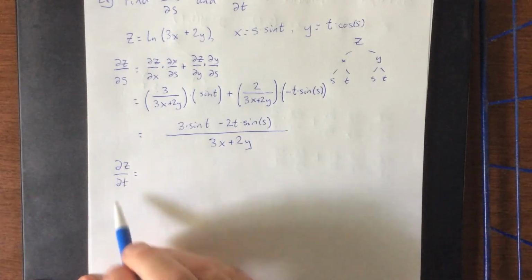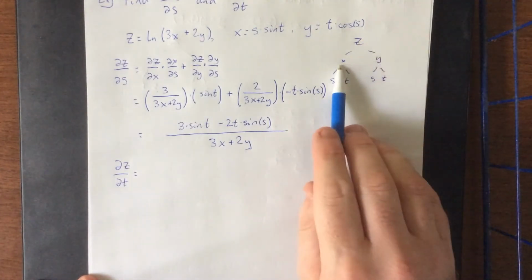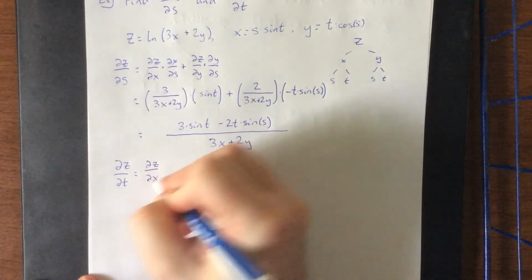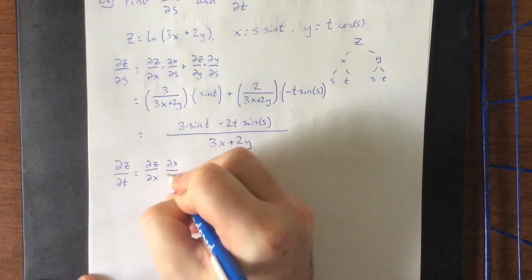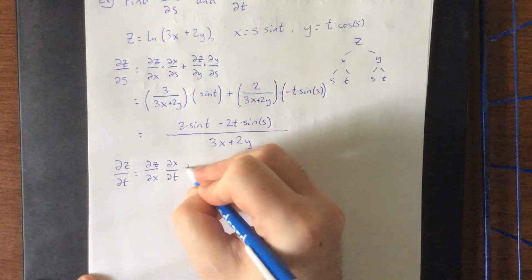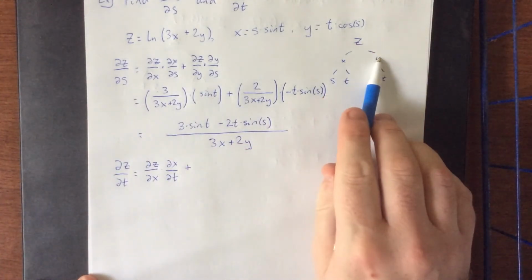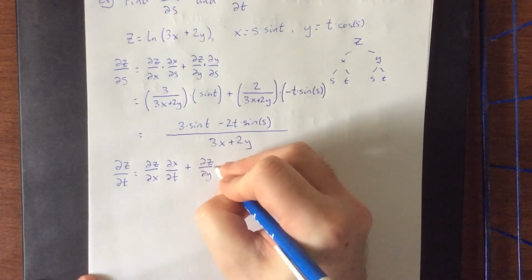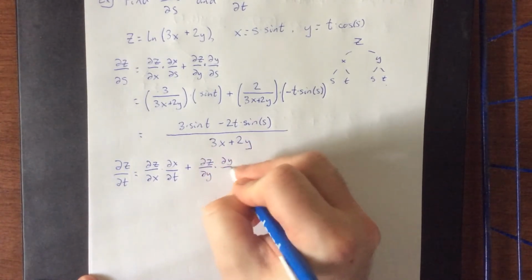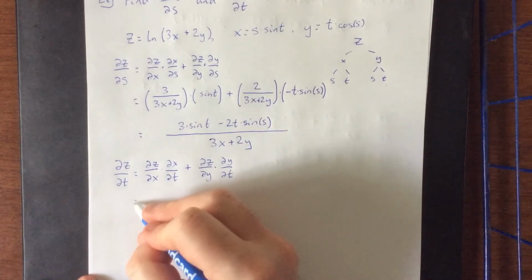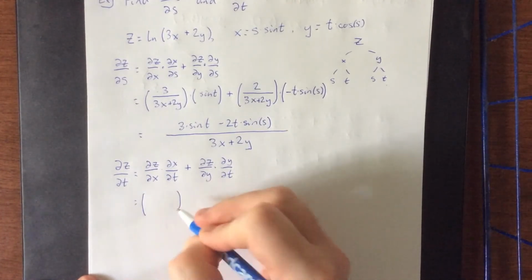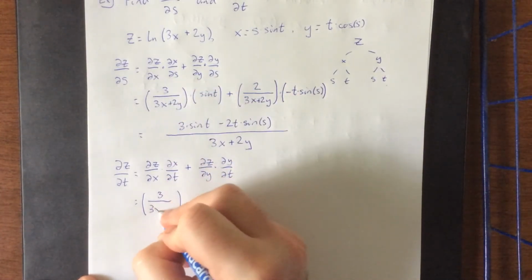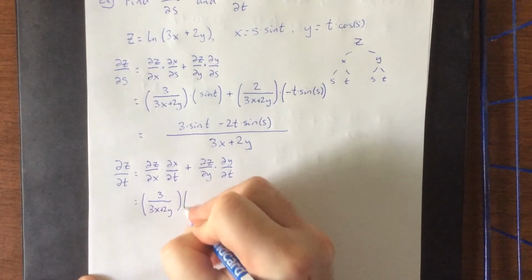So, for the partial derivative of z with respect to t, let's go z to x and x to t. So, partial derivative of z with respect to x, which we already calculated, and the partial derivative of x with respect to t. Then we could also go z to y and then y to t. So, partial derivative of z with respect to y times the partial derivative of y with respect to t. So, two of these derivatives we've actually already calculated. Partial of z with respect to x, that was our 3 divided by 3x plus 2y.